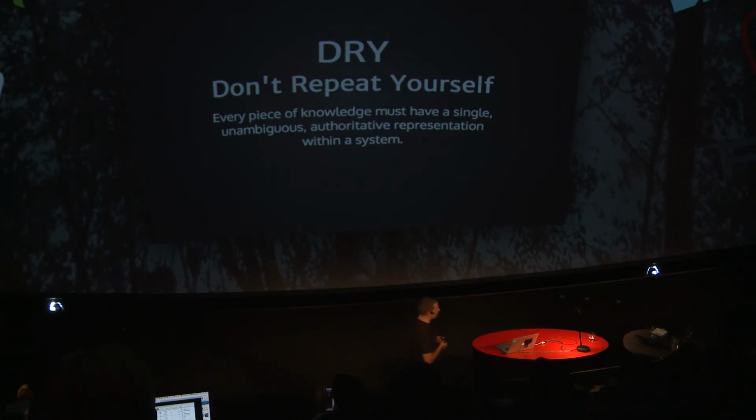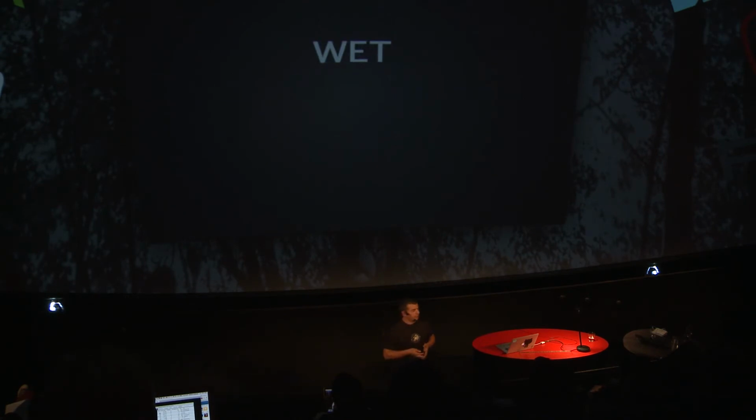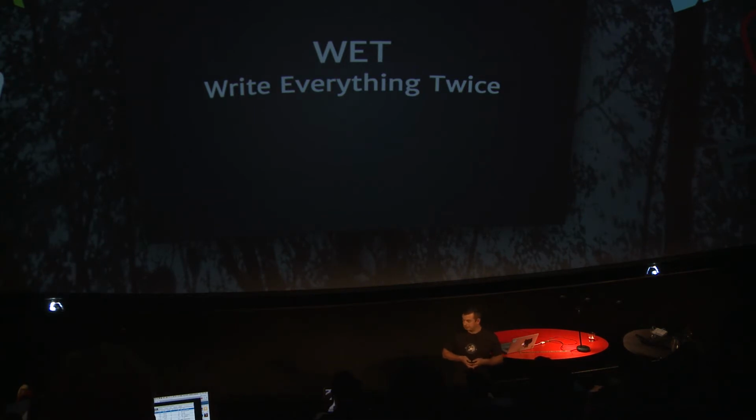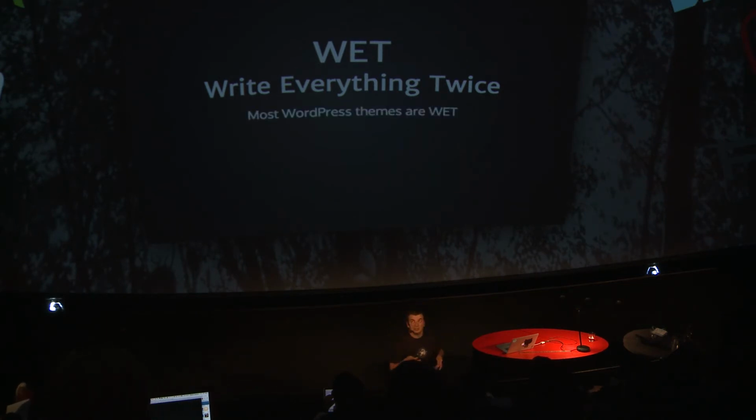Let me just allow you to read this one. Comparing to DRY, there is also WET. That means write everything twice. That's the basic theme development: if you want to theme a template and you want to overwrite your page.php, you have to create page-about.php. Then you're overwriting something that you already set in page.php. That's this concept.